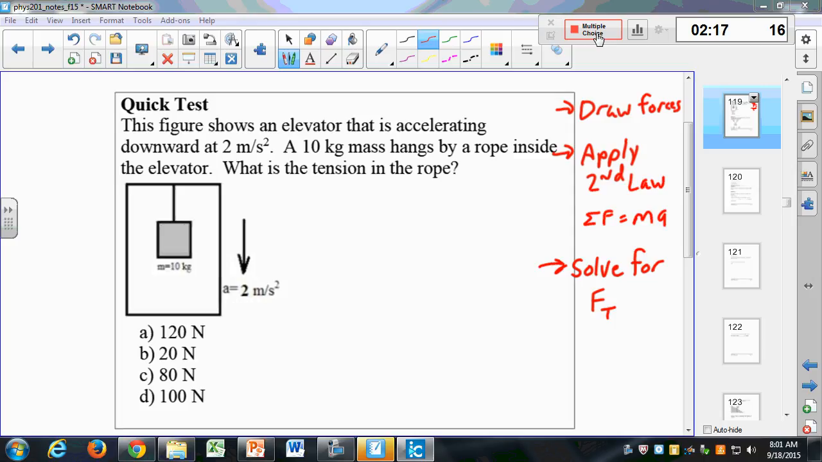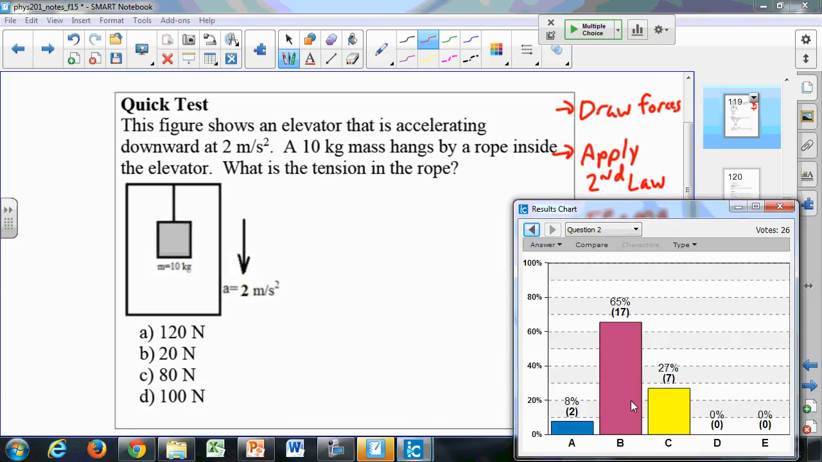Let's do about 15 more seconds. I'm going to stop at 240. Just guess if you don't know. 10 more seconds. 240. Let's see what we got. Oh, that's not right. Okay, let me show you.